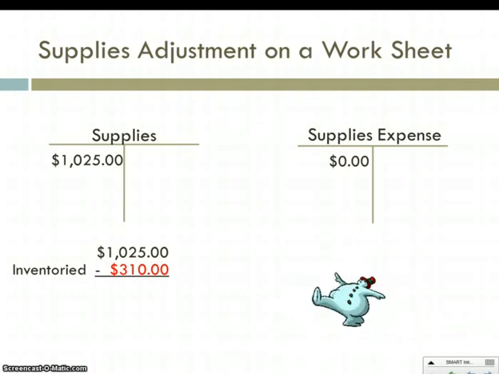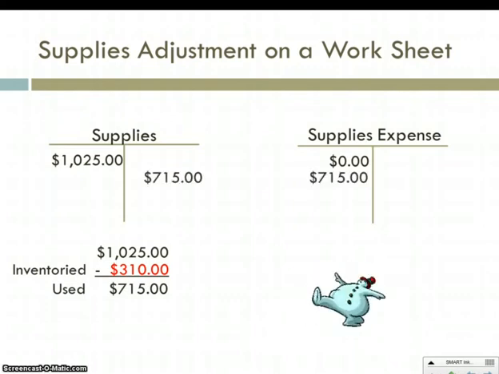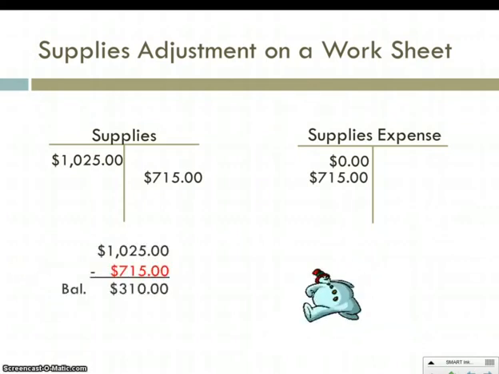Our next question is, what must be done to correct the account balance? Well, if we subtract the $310 from what our current balance is showing in supplies, we must show the decrease in supplies of $715. So what is the adjustment to be made? We're going to credit supplies $715, and debit our supplies expense for $715. After we've done that and we post everything into the supplies ledger account, we will have a balance of $310 in supplies, and that will be up to date.